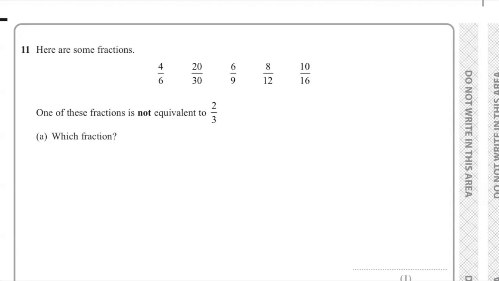Probably the best way to find the one that's not equivalent, if you're not confident with the fractions, is to just start multiplying them up. I'm going to need to multiply the 2 by 2 to get that numerator of a 4 on this fraction here. And as long as the bottom, when I times it by 2, gives me the 6, I know that that is equivalent. And I can just keep going like that. So if I was to times by 3, that would get me my 6.